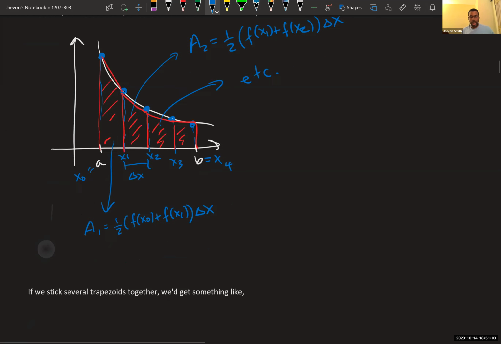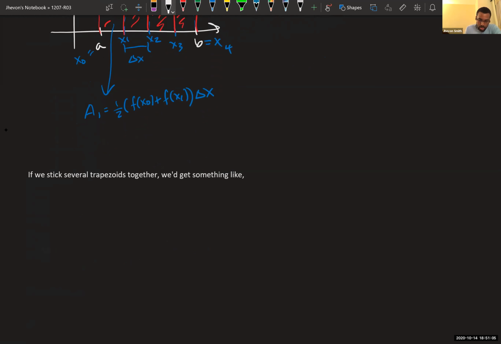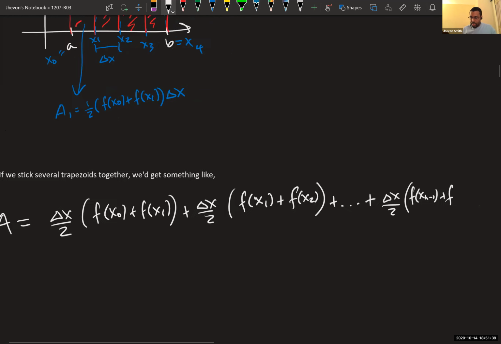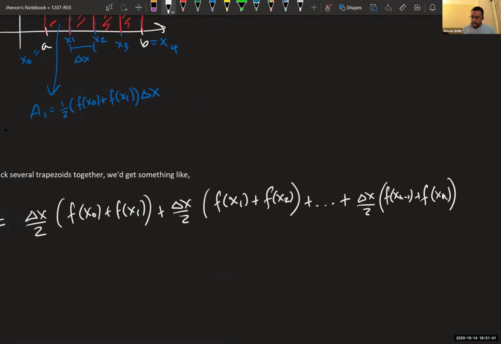Now what you'd realize, if you add these together, you would end up with something like delta x over 2 times f of x0 plus f of x1, plus delta x over 2 times f of x1 plus f of x2, plus, let's just extend this example, it's going to keep going until I end up with the last one, f of xn minus 1 plus f of xn.